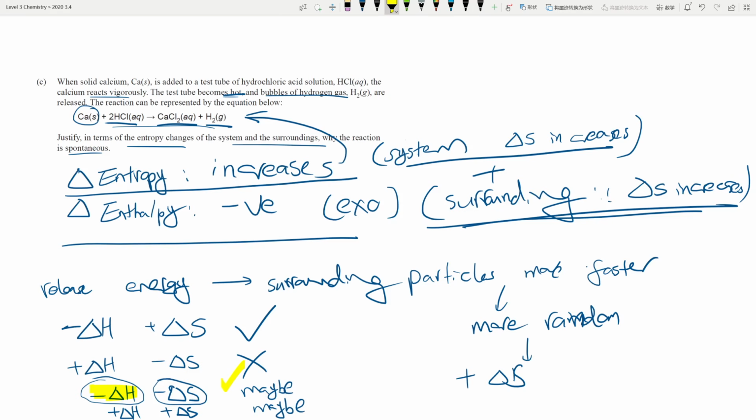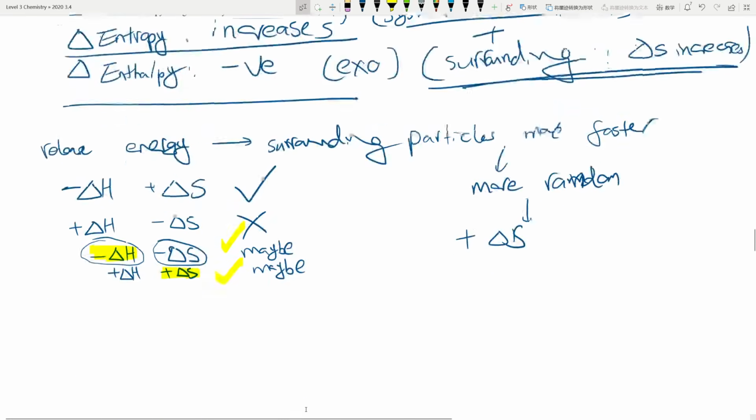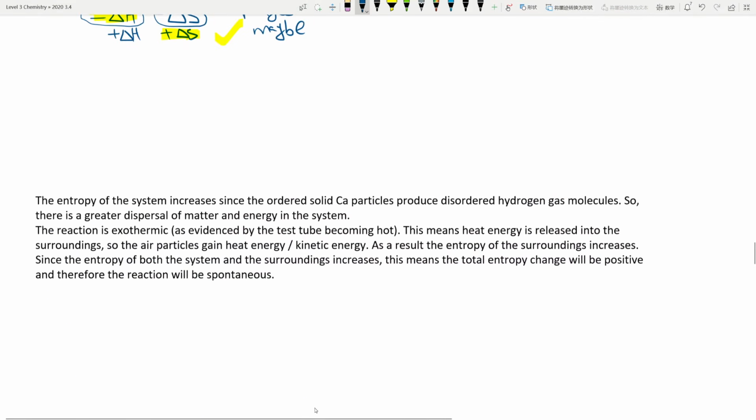Okay, and so in the following case, I have a positive change of entropy in the system, but then the positive change of enthalpy means the energy is being absorbed. That means the surrounding environment is less random, and then it just depends. So if the one I highlighted is more significant, then the reaction is spontaneous. Okay, so let's just look at more written answer here.